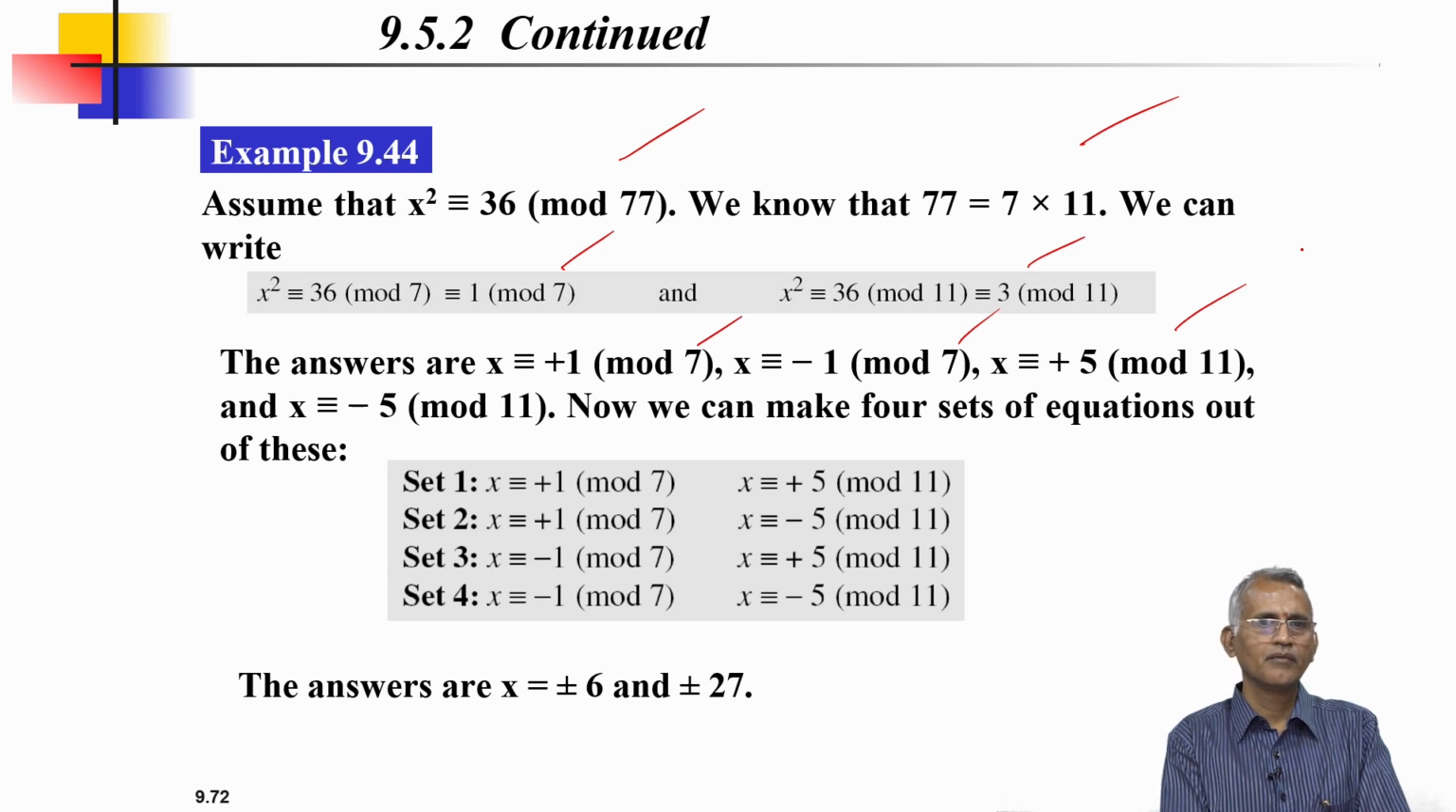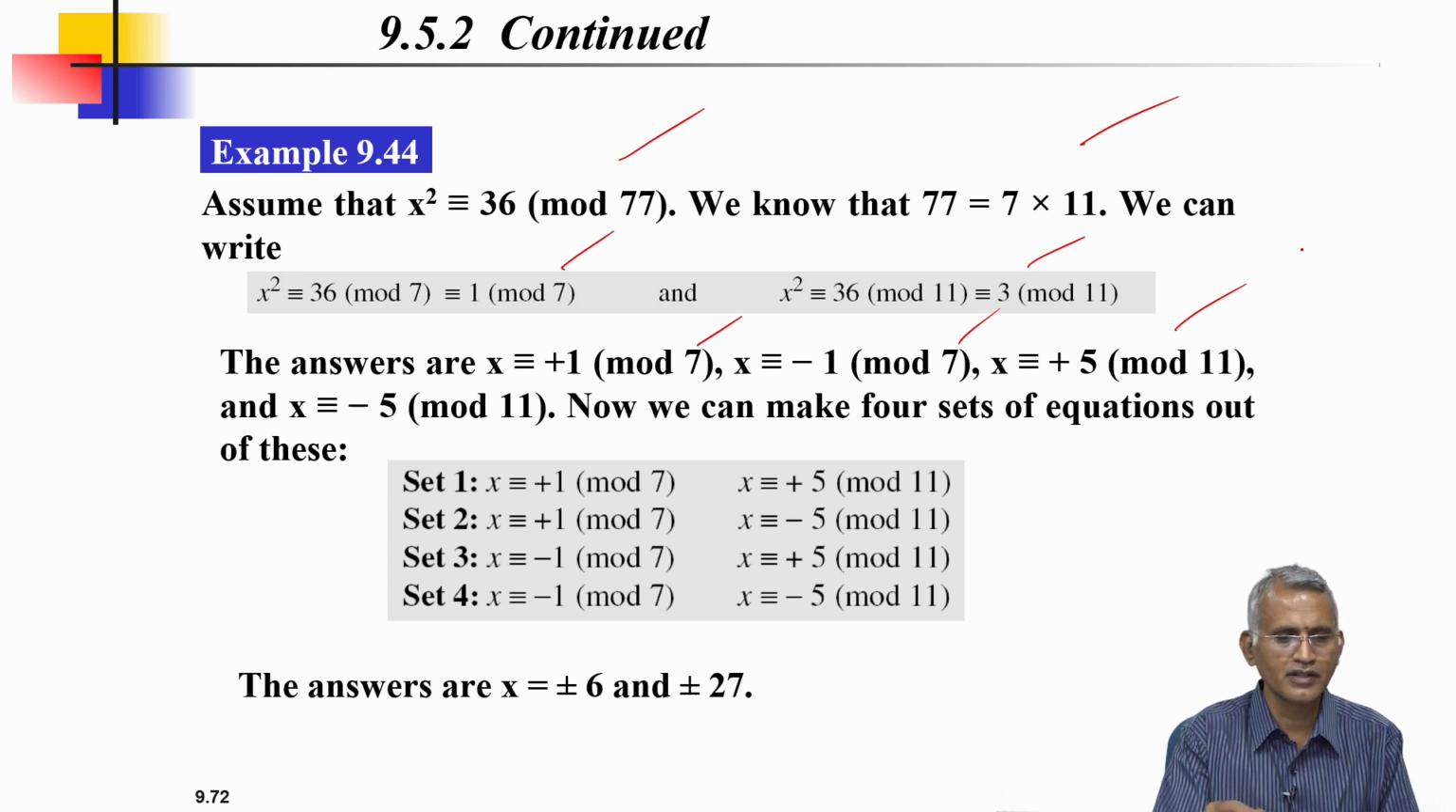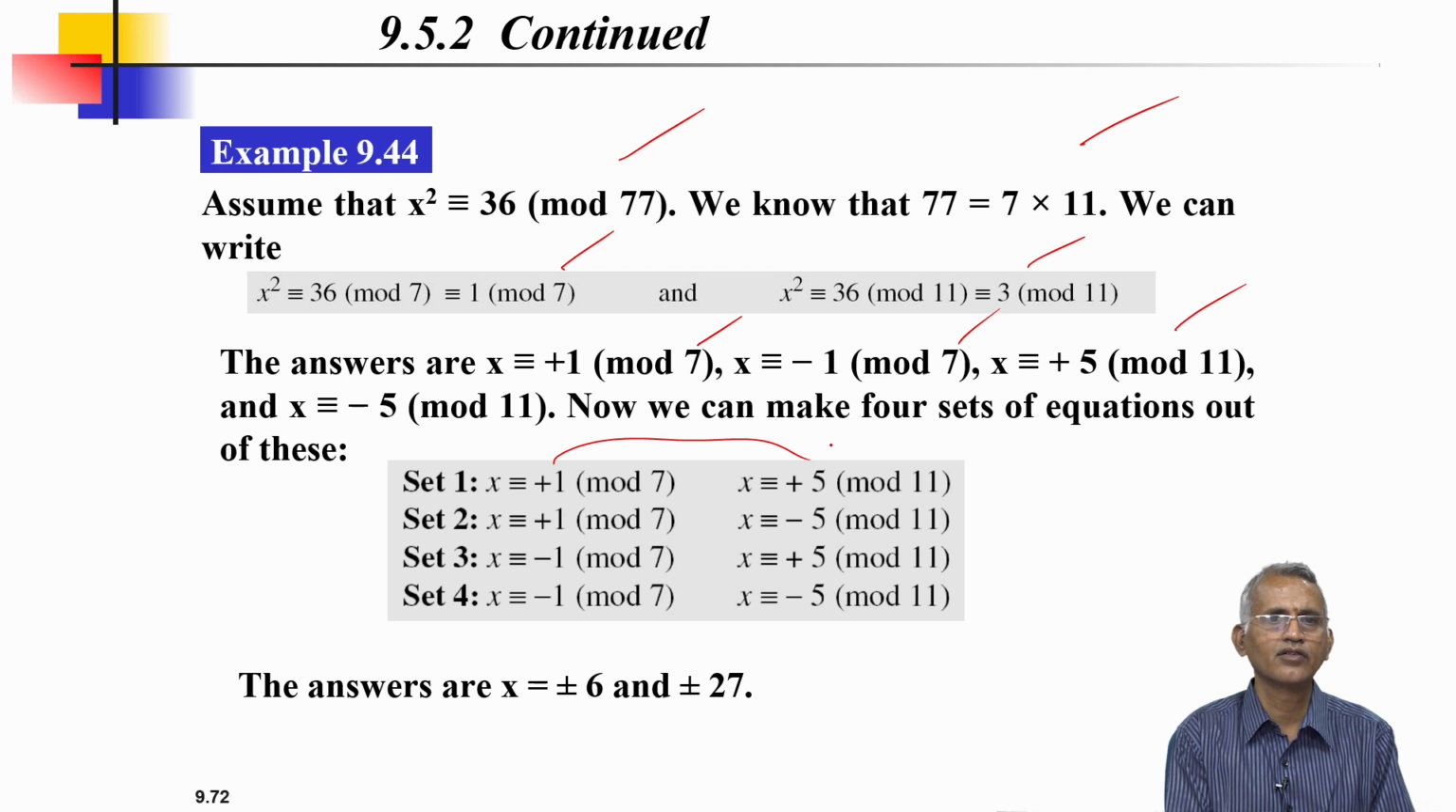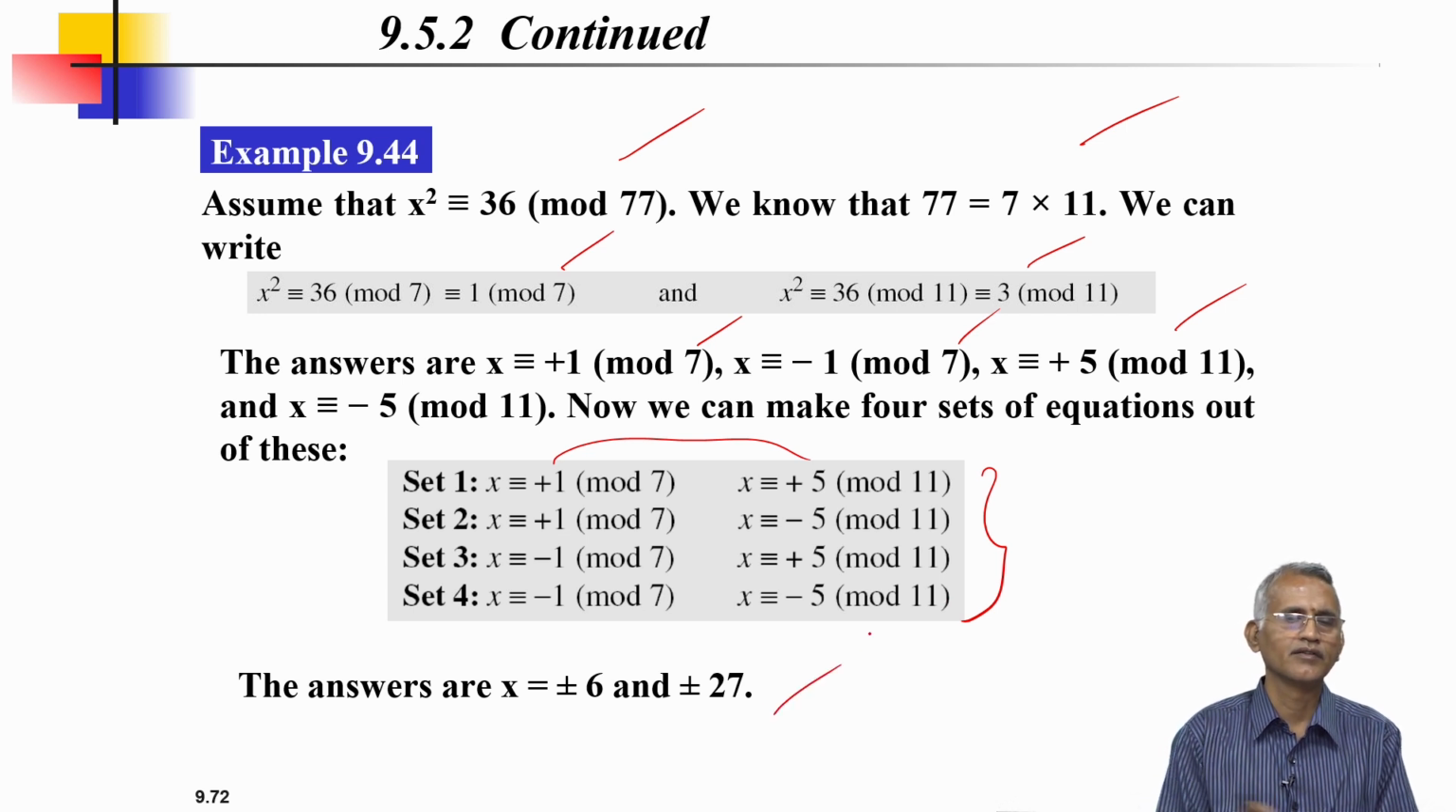So, we can make 4 sets of equations out of this. Step 1: x is identical to 1 under modulo 7 and x is identical to 5 under modulo 11. The second step: 1 and minus 5. Third step: minus 1 and 5. Fourth step: minus 1 and minus 5. So, these are all the 4 cases. So, the answer is x equal to plus or minus 6 and plus or minus 27.